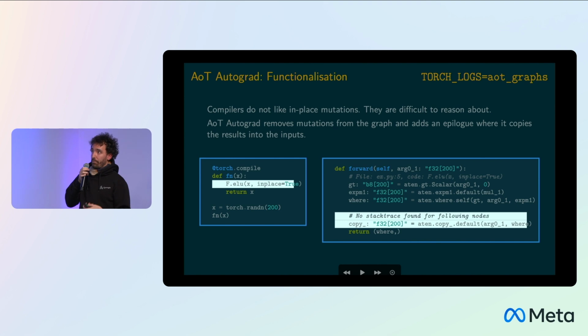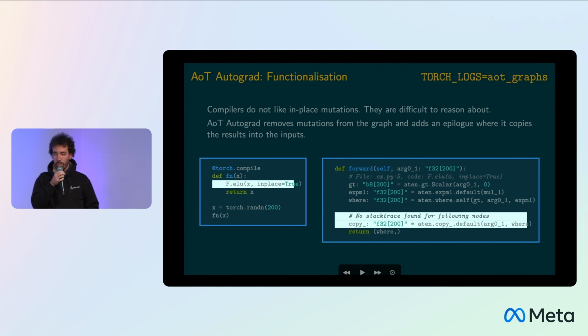And the second part is functionalization. What if we want to perform the activation in place? Compilers hate, really, really hate in-place mutations. If you are using torch.compile, please don't use in-place mutations. Let the compiler perform those optimizations, because it's very, very difficult for a compiler to understand and reason about mutations. So what it does is completely remove mutations, and just add a few copies at the end to preserve the semantics.